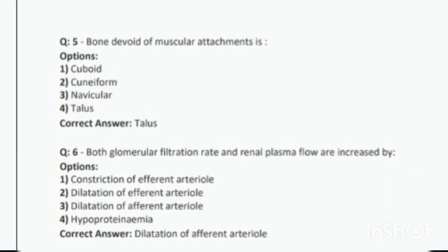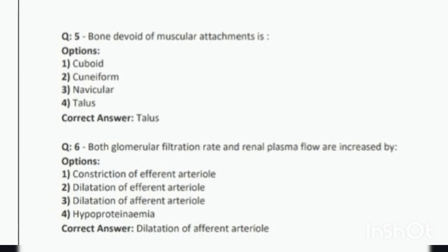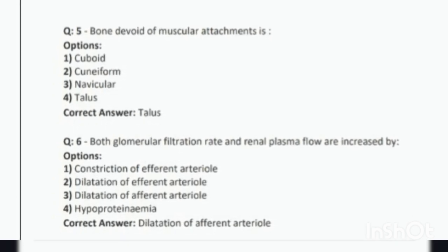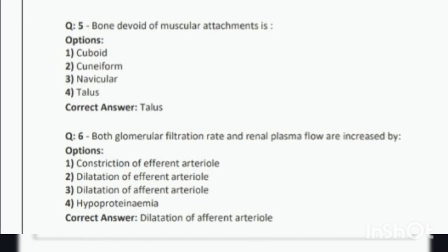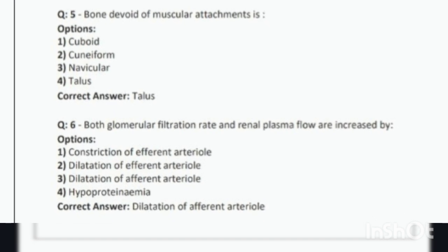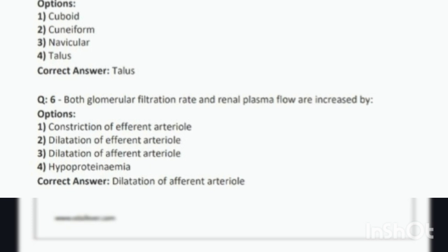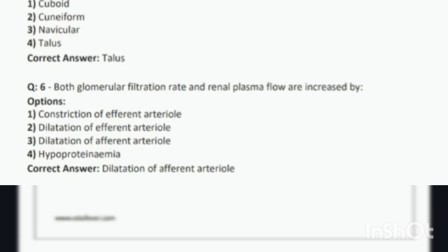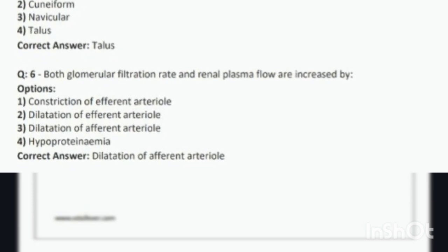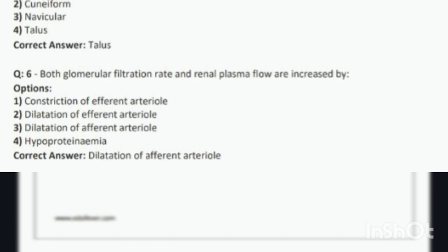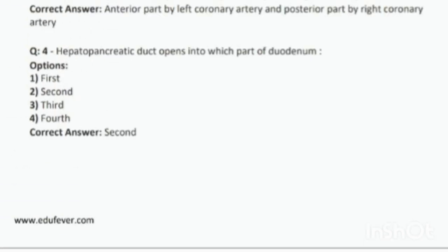Question number 6. Both glomerular filtration rate and renal plasma flow are increased by: constriction of afferent arteriole, dilatation of afferent arteriole, dilatation of efferent arteriole, hypoproteinemia. So the correct answer is dilatation of afferent arteriole.